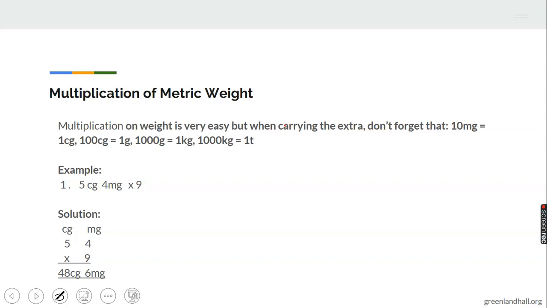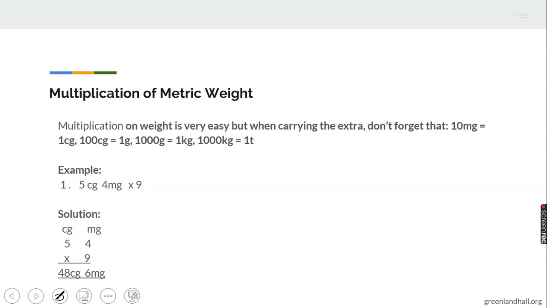What does cg stand for? Centigram. What does mg stand for? Milligram. What does g stand for? Gram. What does kg stand for? Kilogram. Good. What does T stand for? Ton. Okay. Don't forget, multiplication is not as difficult as you may be thinking.